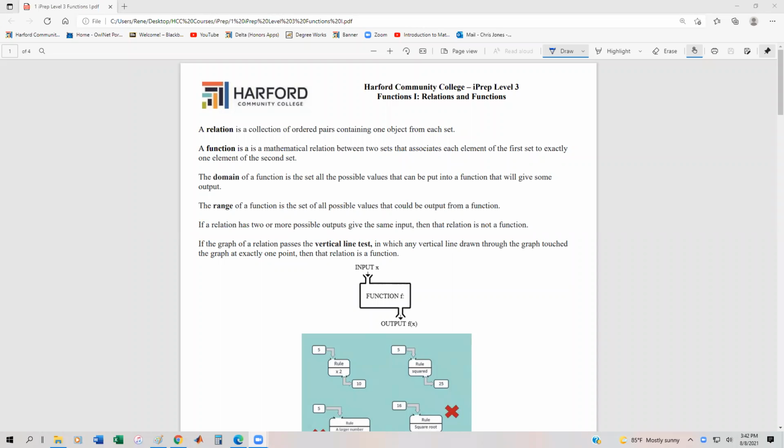In this video, we're going to take a look at the idea of a relation and a function and some of the more elementary concepts related to functions and relations. So let's start by defining what a relation is and what a function is.